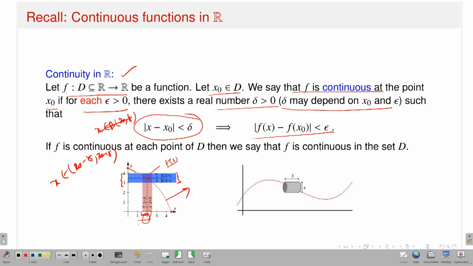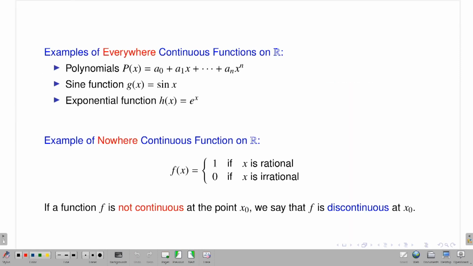Now, let us see what sort of definitions of continuity I will have in the context of several variable functions. Before that, let us look at some examples of continuous functions for real valued functions of a real variable. Here are examples of everywhere continuous functions on R. A polynomial is a very nice function which is continuous everywhere. Sine function, cosine function, and the exponential function are also continuous everywhere on the real line.